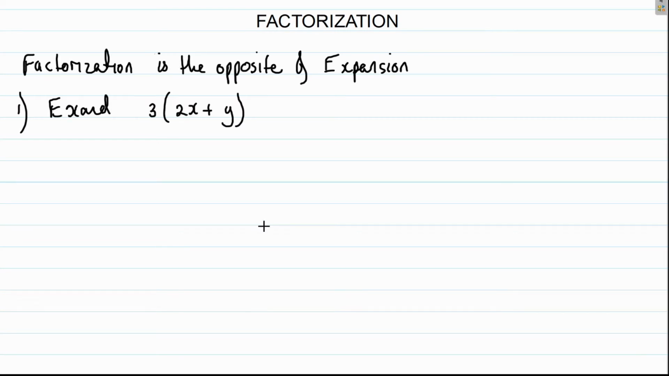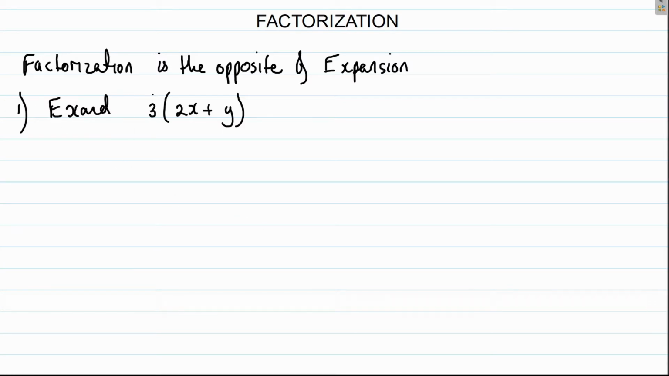Factorization is the opposite of expansion. In expansion, we multiplied to get rid of the brackets. In factorization, we are going to divide to get back the brackets. So what I'm going to do is expand first and get rid of the brackets, and then I'm going to take my answer and factorize it and get back the brackets, so that I'll show you how factorization is the opposite of expansion.